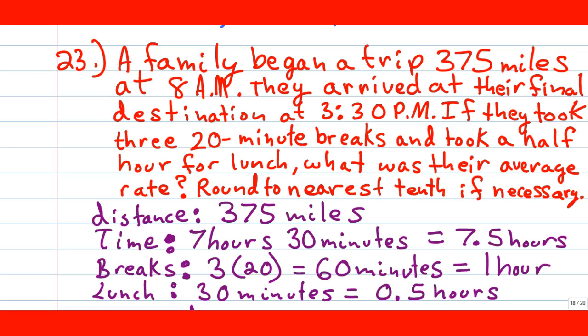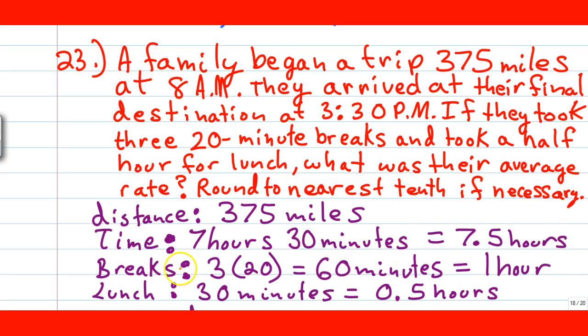Well, whenever we have a word problem like this, we want to make a note of all of the things that we have available. Well, we know the distance that they traveled, so I've recorded it here. Their distance was 375 miles. The next thing we want to look at is how long were they traveling for? Well, they traveled from 8 a.m. to 3:30 p.m. So that's a total of 7 hours and 30 minutes, or 7.5 hours.